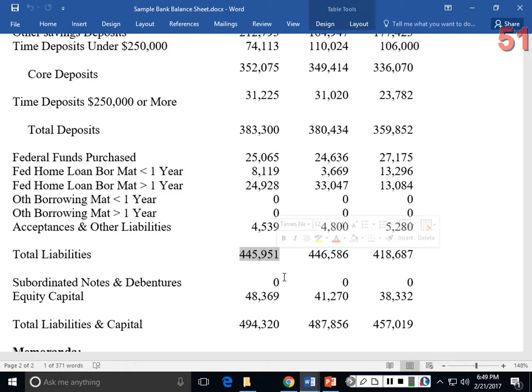Okay, so now when you see the word net, that means you're subtracting one from the other. So this is going to be interest income minus interest expense. And then this is going to be non-interest income minus non-interest expense, which is what you have there. Net loans and leases are going to be over here on the balance sheet. So that's going to be your total loans and leases minus your allowance, which you set aside for bad loans, gives you your net amount of loans and leases.